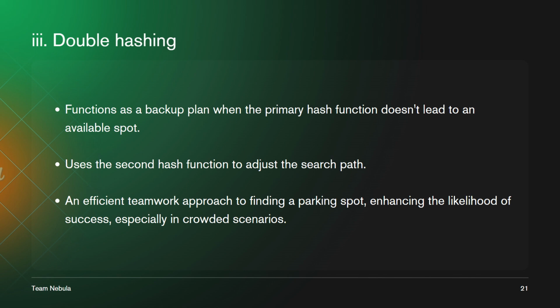So, double hashing is a bit like teamwork in finding a parking spot. Our first hash function does its best, and if things get tricky, our second hash function steps in to save the day. With this approach, we are more likely to find a spot efficiently, even when the parking lot gets crowded.